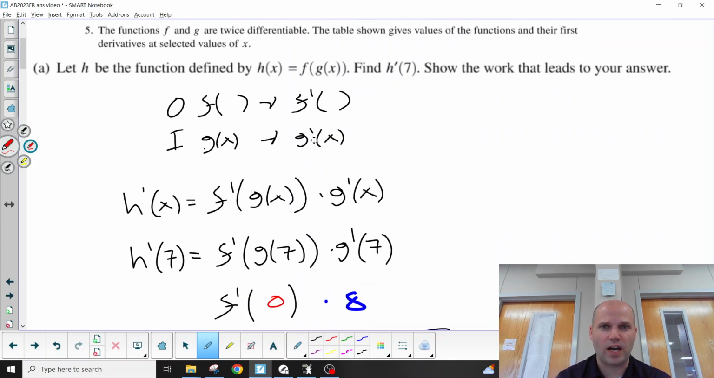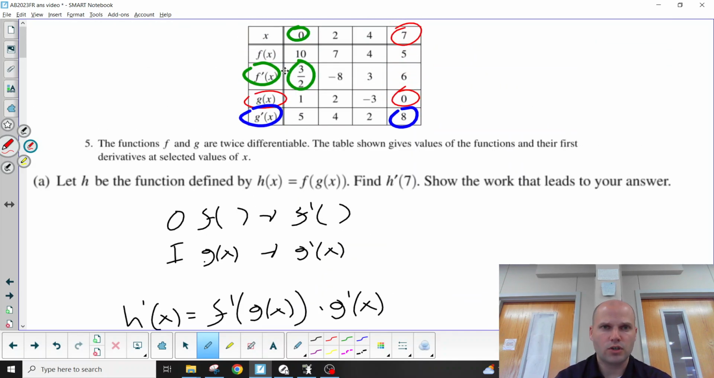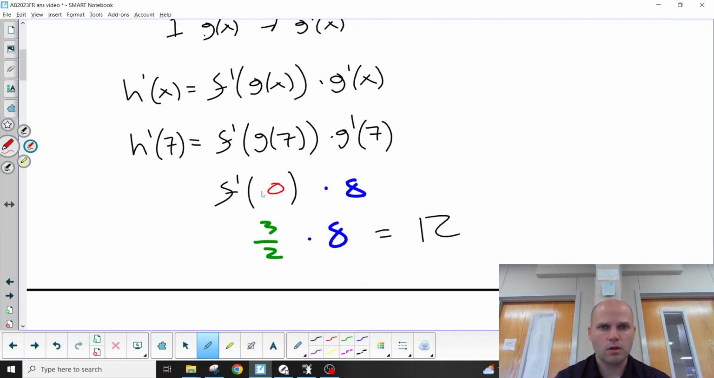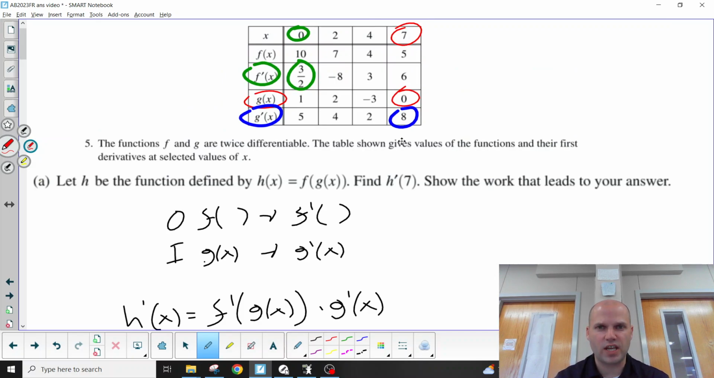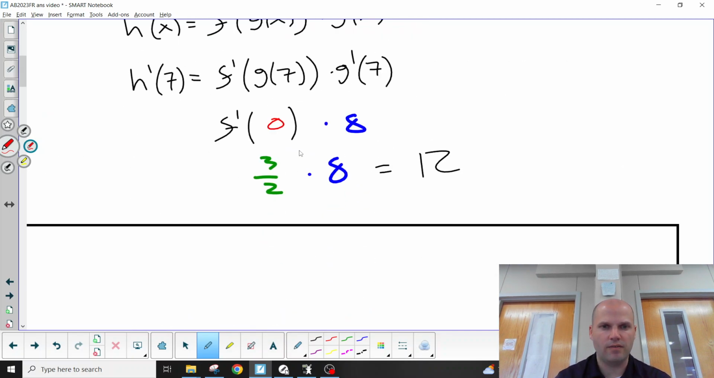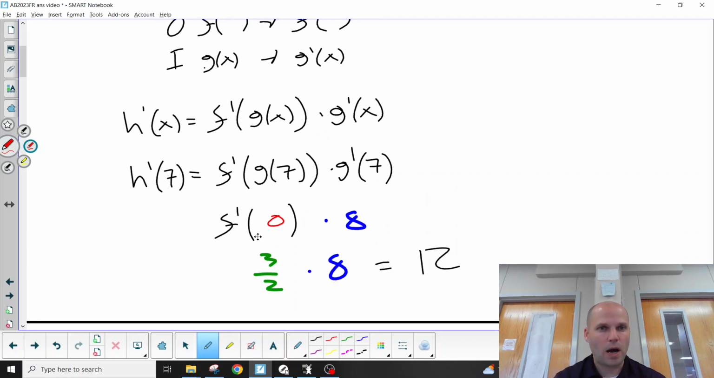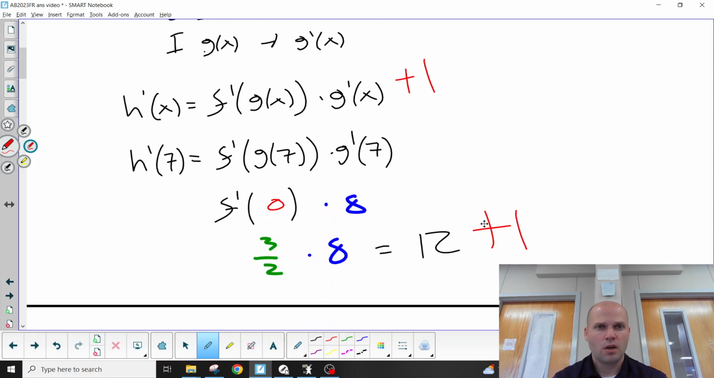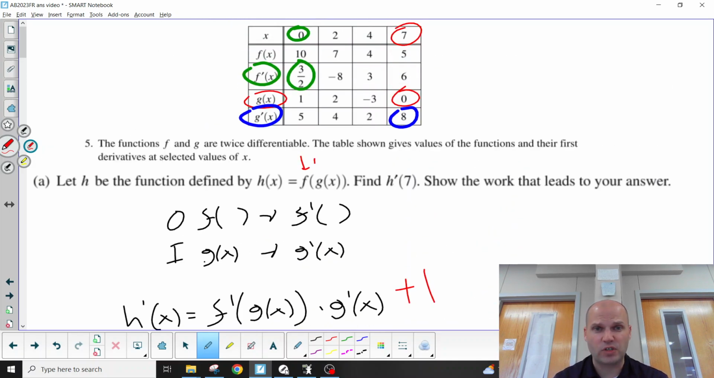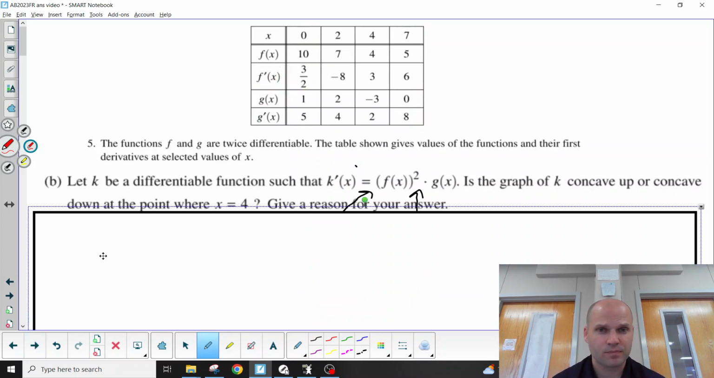Using your table to find all of your values, g of 7 is 0, g prime of 7 is 8, and then f prime of 0 is 3/2. So boom, 12. Probably worth 2 points, probably 1 for the derivative and 1 for the value. Little soft that they gave you f of g of x and not anything else, because everybody learns the chain rule with f and g of x, but that's okay.